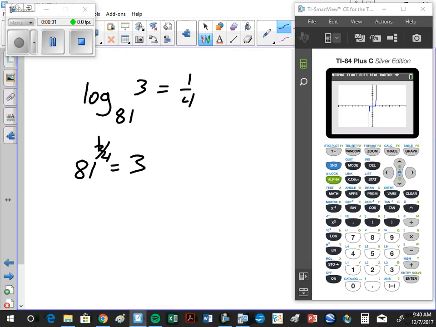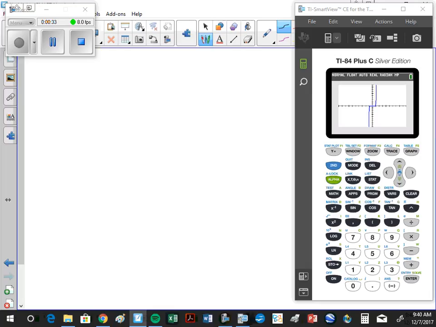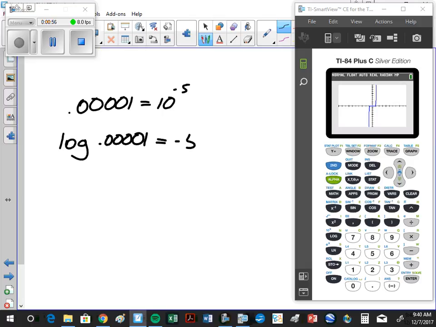Okay. In the next set, you're doing the exact opposite. So 0.00001 equals 10 to the negative 5. What is that converted into logarithm? So it's log base 10. So I'm just going to write log. Log of 0.00001 is negative 5.